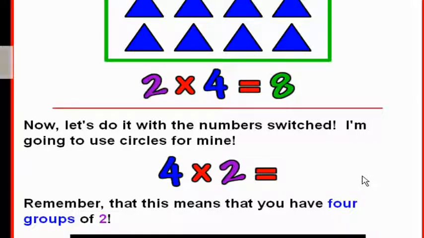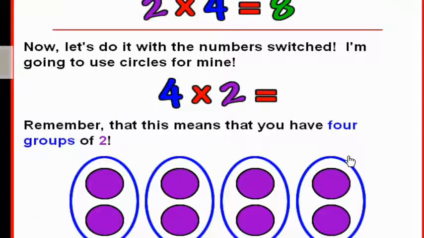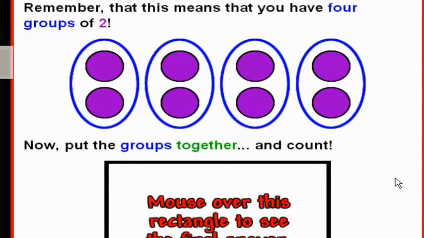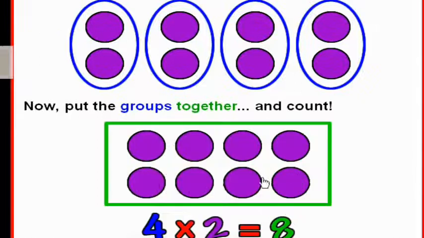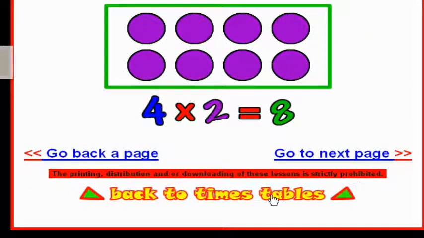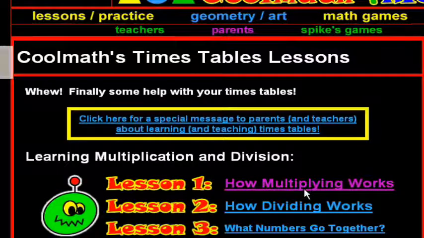Now, let's do it with those numbers switched. Okay, we're going to do circles here. 4 times 2 means how many groups? 4 groups of? 2. Good. 4 groups of 2, and when you put them together, what do we get? 8. Excellent. I think you are ready to go try a few without the pictures.